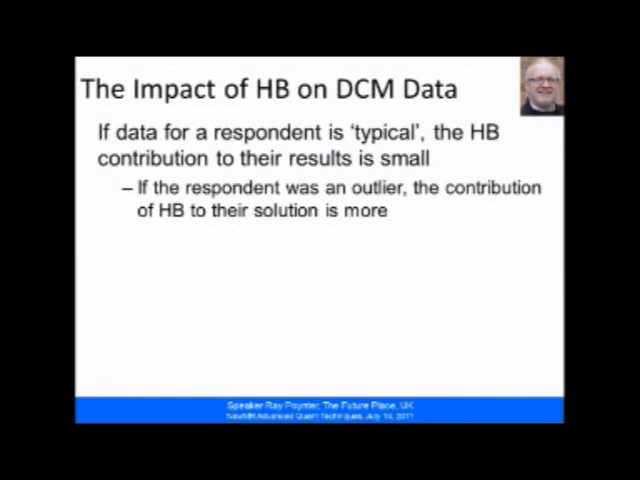So what was the impact of hierarchical Bayes on this choice data? Well, if as a respondent you were quite typical of the database, actually HB changed your results very little. But what we did find is that if you're an outlier, it tended to squeeze you back towards the mean. Now that makes the data that comes out of hierarchical Bayes more consistent, but it does mean that it's not going to be as representative of you as an individual.